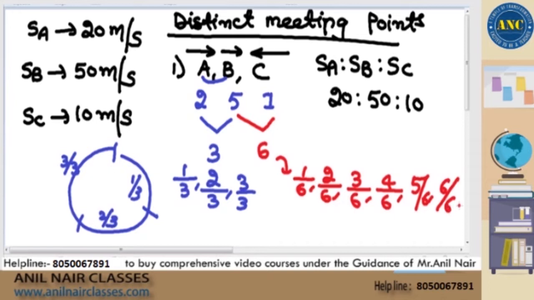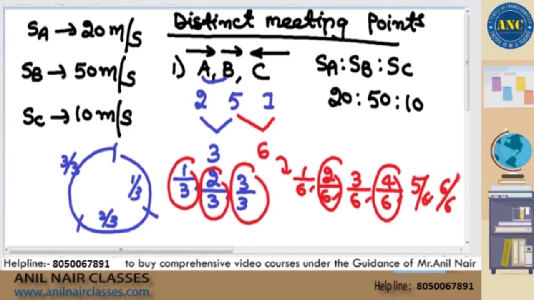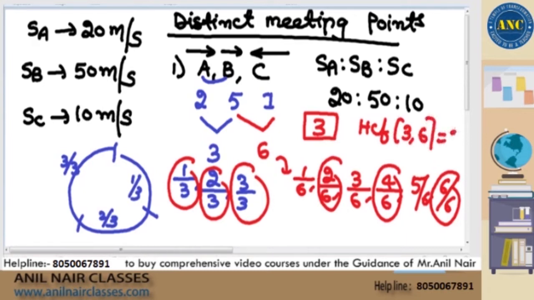You don't need to do this. First question I am explaining. 1 by 3, 2 by 6, both are same. 2 by 3, 4 by 6, both are same. 3 by 3, 6 by 6, both are same. So how many meeting points are common? 3 meeting points are common, which is nothing but HCF of 3, 6 is 3.